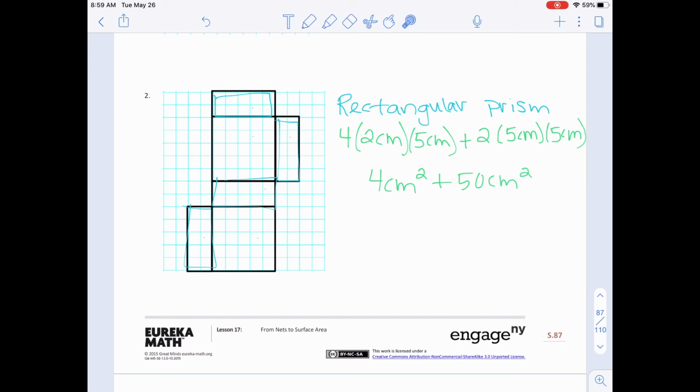This should be a 4D. 40 plus 50 is 90. So your surface area for this rectangular prism is 90 centimeters squared.